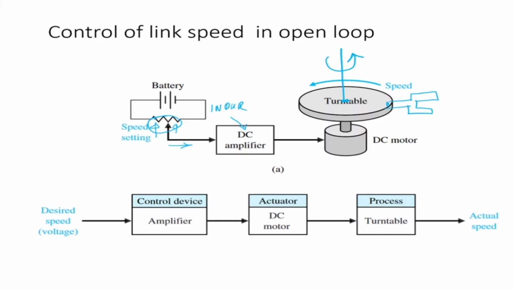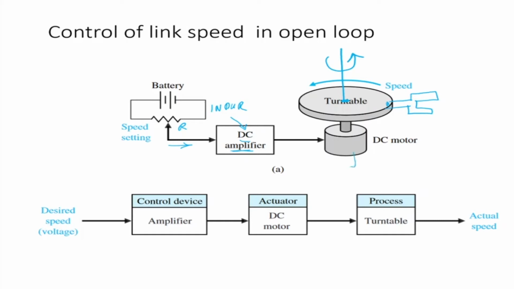Now as we keep moving the position of this arrow, by changing the resistance here, whatever current is going through here will get amplified by the DC amplifier, and then it will go to the motor and the motor will rotate. So this is one way of controlling the speed of rotation of this motor. There is no position feedback, so we are controlling the speed. The more current you give, the faster it is going to rotate. But it is strictly in open loop.